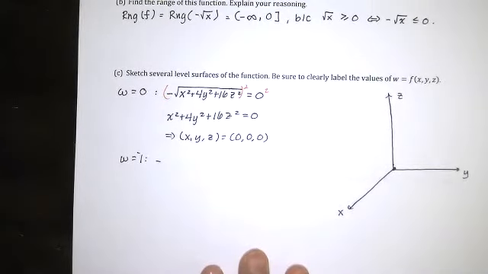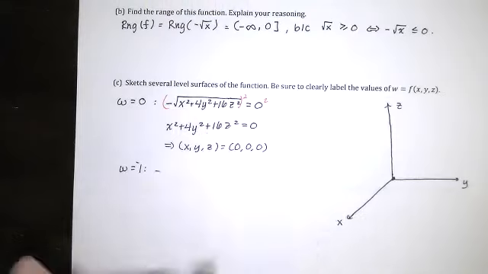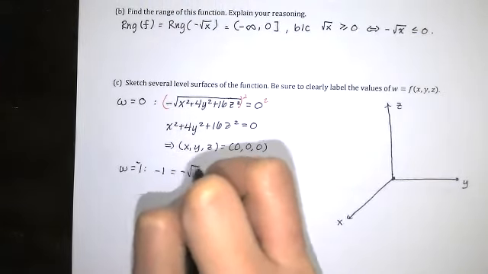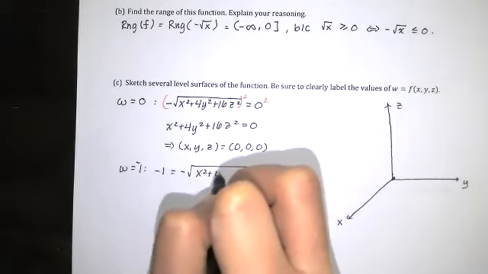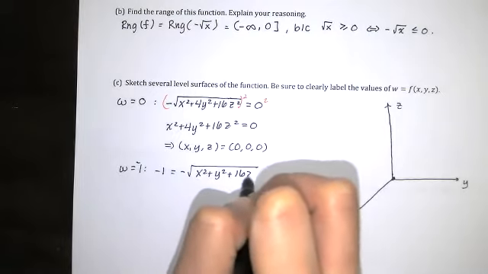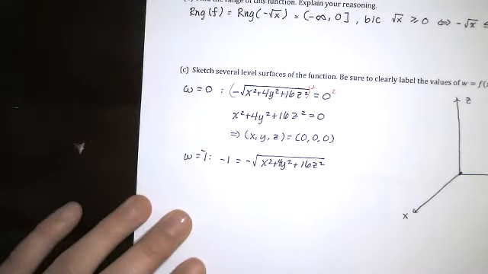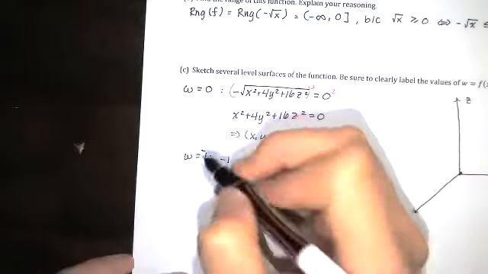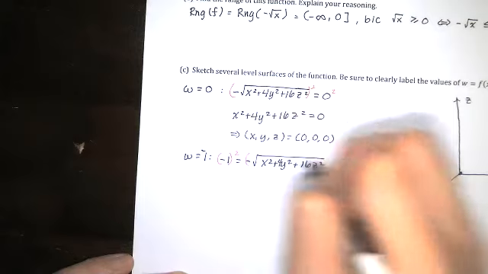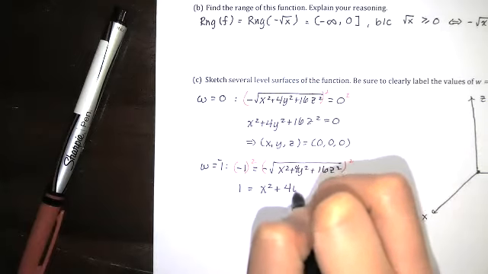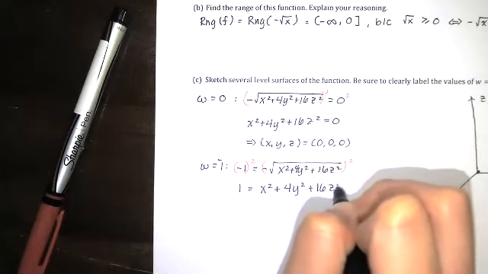Okay. Now let's look at w equals 1, or -1. 1's not in the range. I'd have a really hard time getting a 1 out of this. So let's let w equal -1. So we have -1 equals negative square root of x squared plus 4y squared plus 16z squared. I forgot my 4. There we go. Multiply both sides by -1 and then square both sides. And we'll have 1 equals x squared plus 4y squared plus 16z squared.